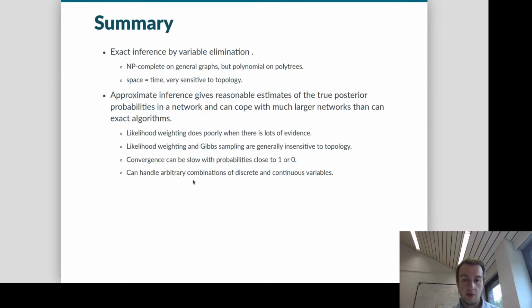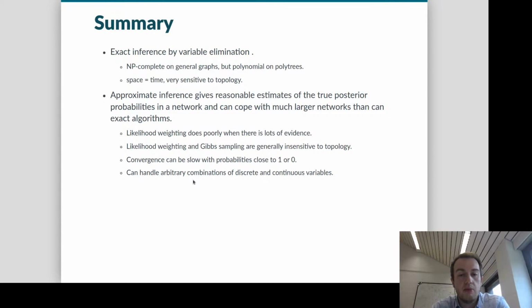All right, so now it's time to summarize for today. We have seen how to perform inference, and we've seen two families of methods, exact and approximate inference algorithms. For exact inference, the algorithm that you should remember is variable elimination. Unfortunately, the worst case complexity of this algorithm remains exponential in the number of variables. And we can even show that exact inference is NP complete, meaning there is no known efficient algorithm to solve this problem. On the other hand, we have seen approximate inference algorithms, which give reasonable estimates of the true posterior probability that we want to compute.